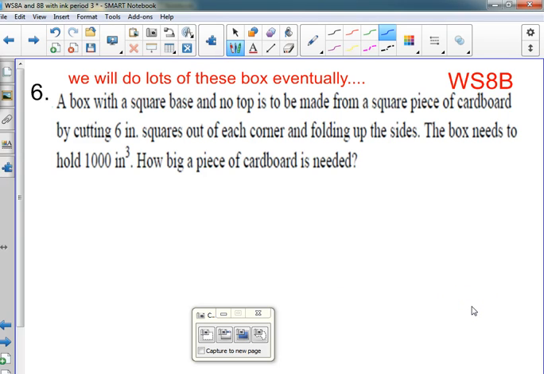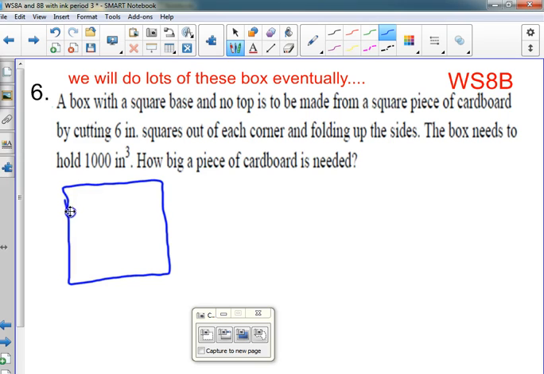We eventually do a lot of these box problems, but this is a pretty basic one. It says a box with a square base and no top is made from a square piece of cardboard by cutting 6-inch squares out of each corner and folding up the sides. Okay, I'll draw this and then I'll make a model for you, but they can't see that on the video.